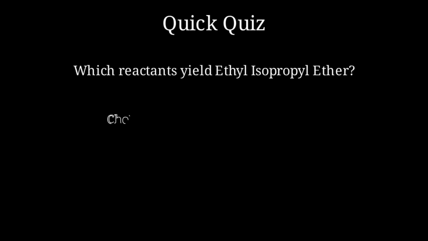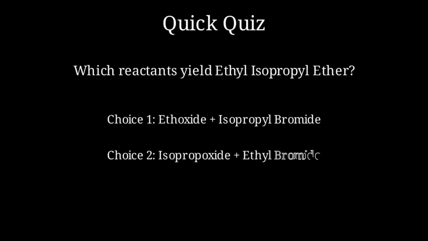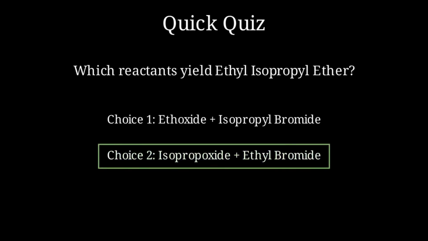Apply what you've learned. If you need to synthesize ethyl isopropyl ether, would you react ethoxide with isopropyl bromide, or isopropoxide with ethyl bromide? Think about the steric hindrance on the halide.